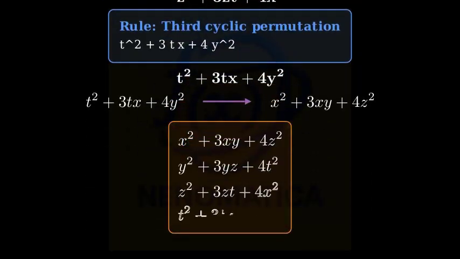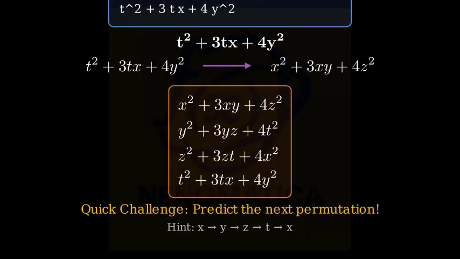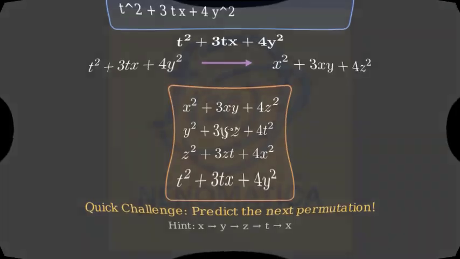Final result: the cyclic permutations of the expression x squared plus 3xy plus 4z squared with respect to x, y, z, and t are the following 4 expressions. Quick challenge: can you predict the next cyclic permutation before it appears? Pause and think for a moment. It rotates forward from x to y to z to t, and then back to x.